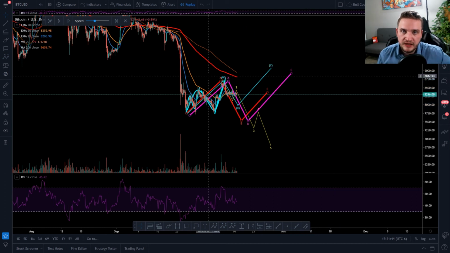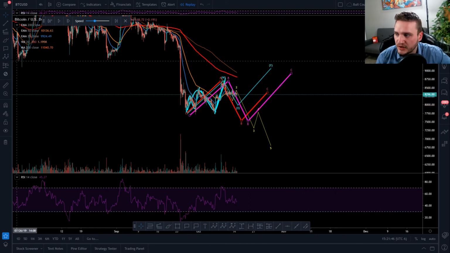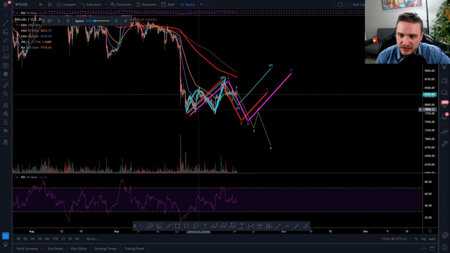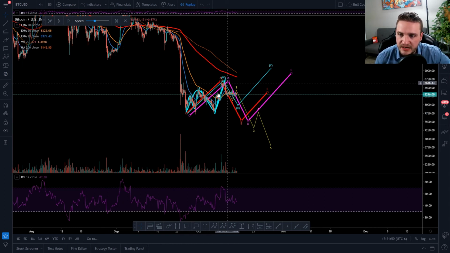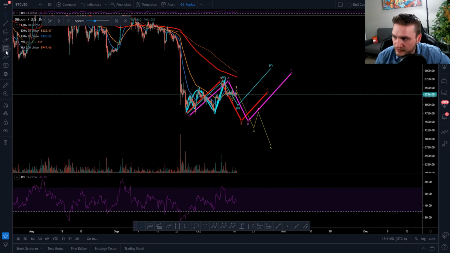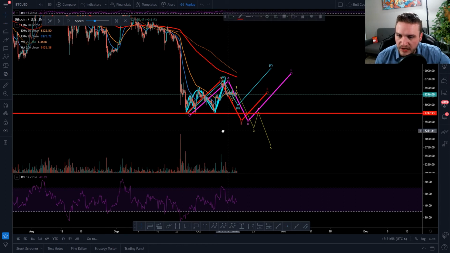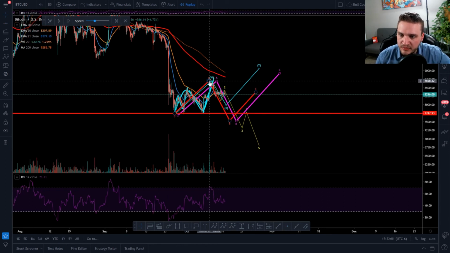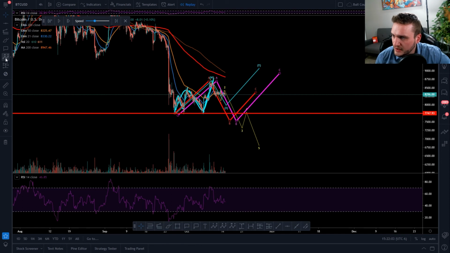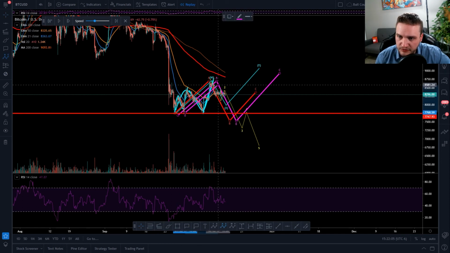So see how I'm overlaying all these corrections again? This is powerful, guys. This is so powerful if you just practice it and get good at it. So let's say we could also do just a regular flat. So price doesn't have to go below this previous low again. So I'm going to put a little horizontal line there as well. And know like, hey, this is our first A wave completed. And then let's take a regular flat.